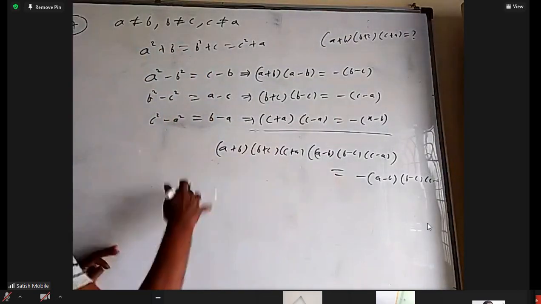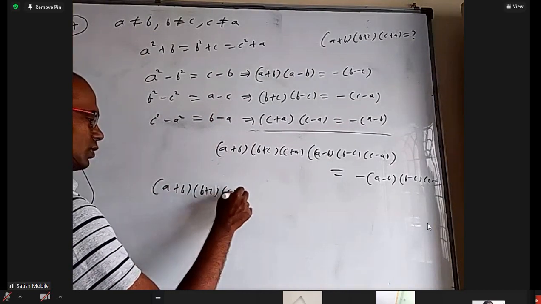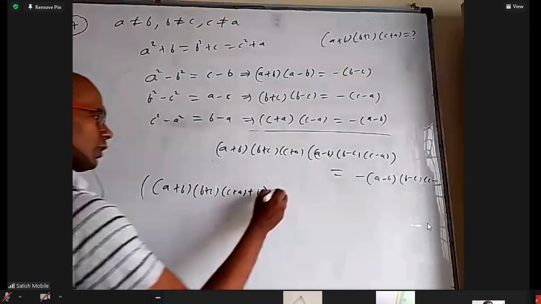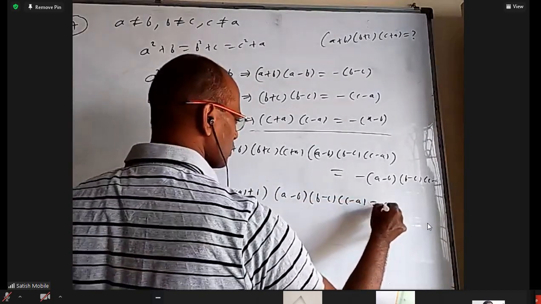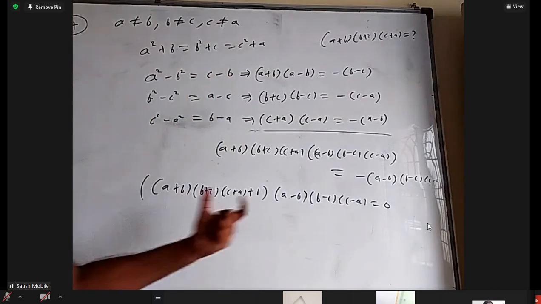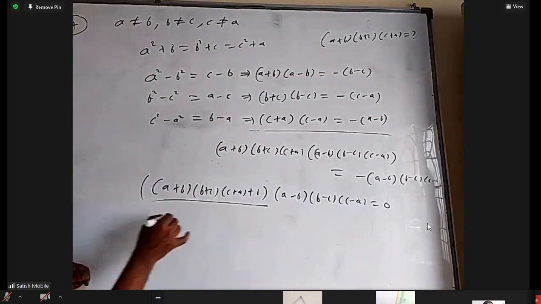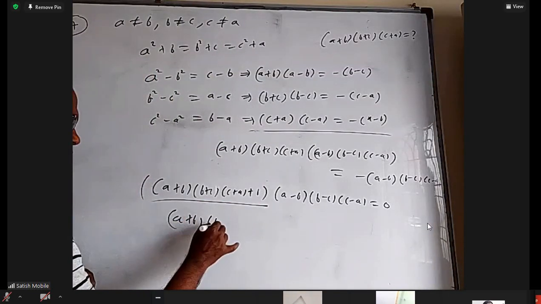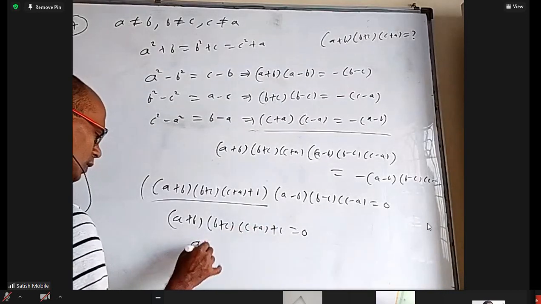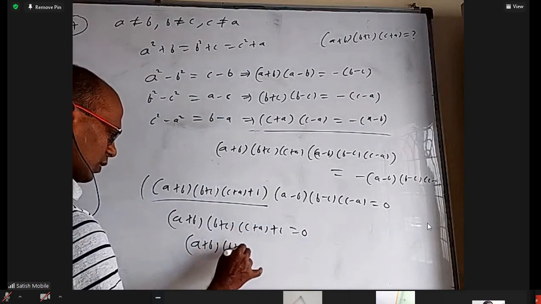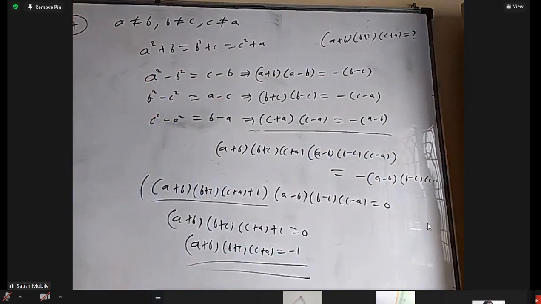If you still want to write, bring it to one side. You'll get (a+b)(b+c)(c+a) + 1·(a−b)(b−c)(c−a) = 0. Because a, b, c are distinct, (a−b), (b−c), (c−a) can't be 0, so the other factor has to be 0. So (a+b)(b+c)(c+a) + 1 = 0, that is, (a+b)(b+c)(c+a) = −1.